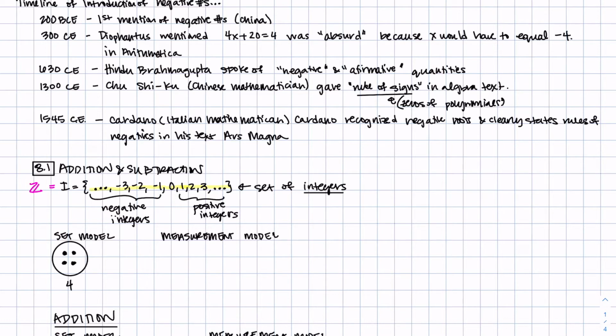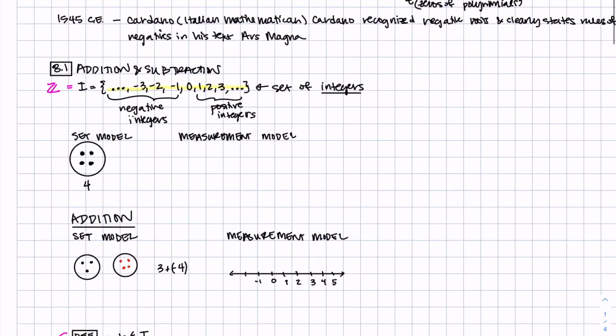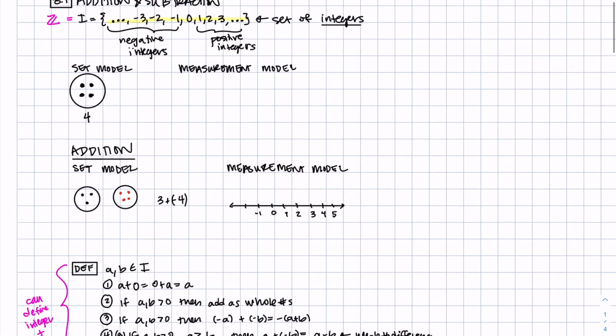And finally, in 1545, an Italian mathematician talked about negative roots of polynomials and clearly states a rule of negatives in his text. So this is a brief history of the way we've come about finding these things, through manipulating algebraic equations and seeing that in order to have a solution, sometimes we need to introduce negative numbers. And that brings us to expand our set of numbers to include negatives, and that's what the integers does.